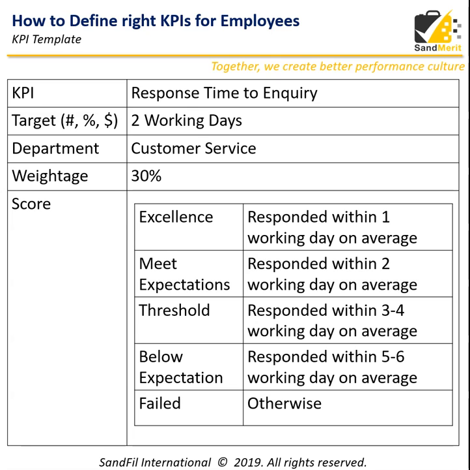If the customer service officer responds within 2 working days on average, he or she will meet your expectation. If he or she responds within 3 to 4 working days, that means he is at a threshold level, so you are not happy with it, but it's time for you to coach your employee on how to improve the response time. If anything is below that, you'll be below expectation, and so on.